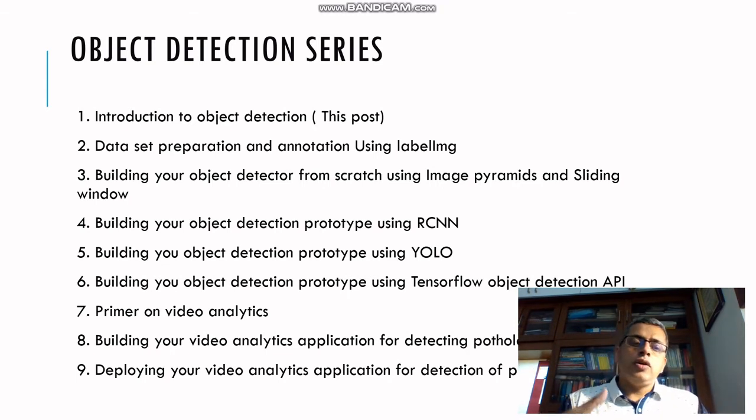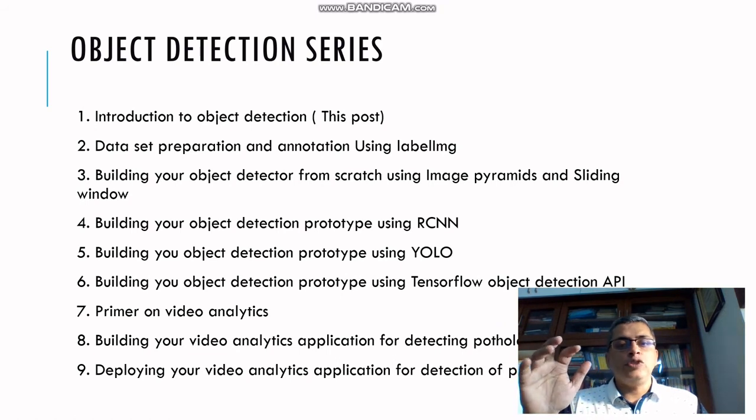Now so far all these prototypes which we built, right from image pyramids to RCNN and YOLO and the TensorFlow object detection APIs, were on images. So we will be dealing with images. Now ultimately in our application, what we will do is we will build that on a video file. So how to detect objects in a video file, that's what we are going to cover. And so the 7th post would be a primer on video analytics, how to do video analytics, what are the different methods for doing video analytics. So herein we will tie all these concepts together in this 7th post.